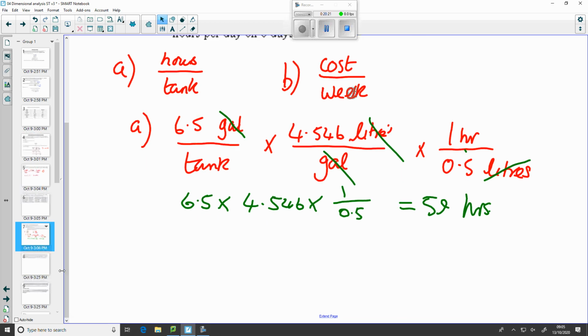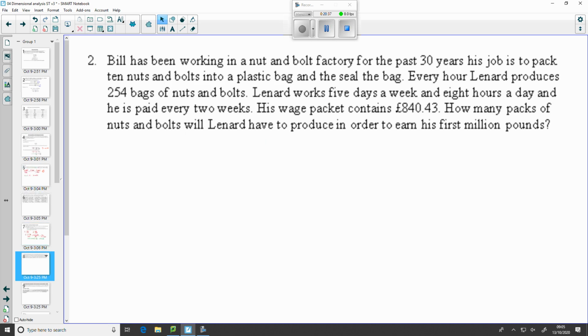Yeah, but the units show where it comes from. Yeah. Okay. Have a go at that one.